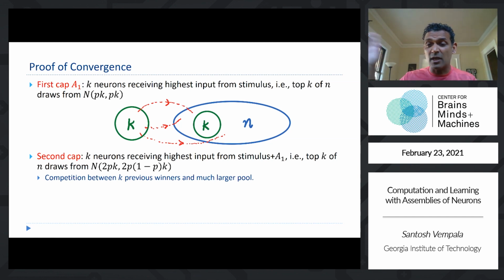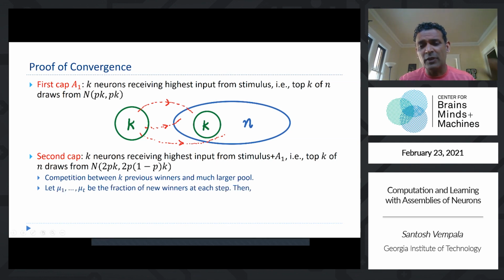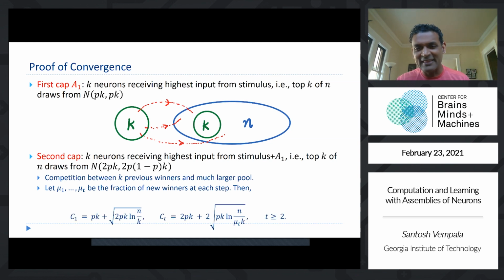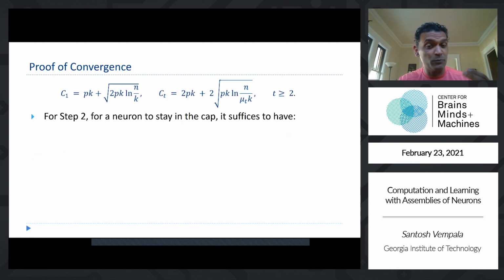But then there's this much larger pool of N neurons. Think of K as much smaller than N. And so what we can do is ask for the fraction of new winners at each step. How many new winners will you get? That determines the threshold you must pass for your total input in order to make it to this top K. And so you get this threshold.